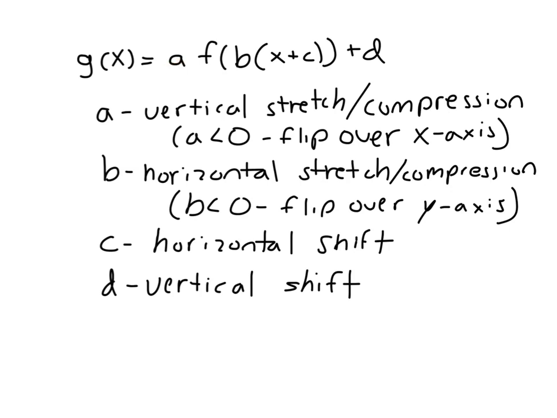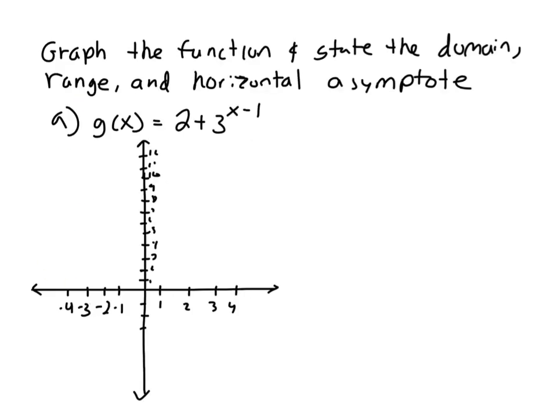So a was a vertical stretch or compression, and if a is negative, then it's a flip over the x-axis. B is a horizontal stretch or compression, and if b is negative, then it's a flip over the y-axis. And c is a horizontal shift, and d is a vertical shift. Okay, so now armed with this information, let's go ahead and do an example where we're graphing an exponential function using these facts.